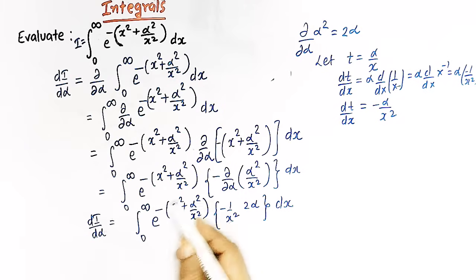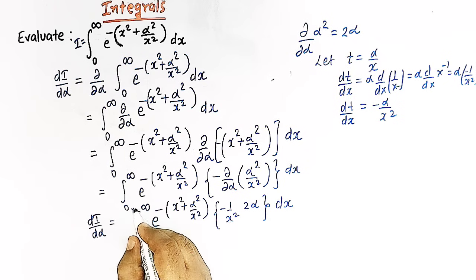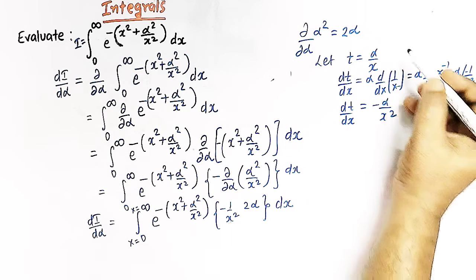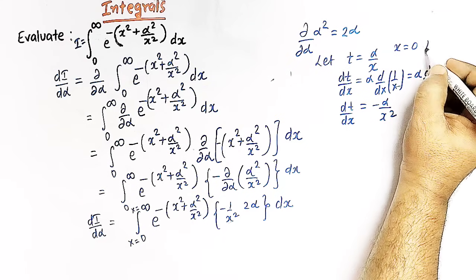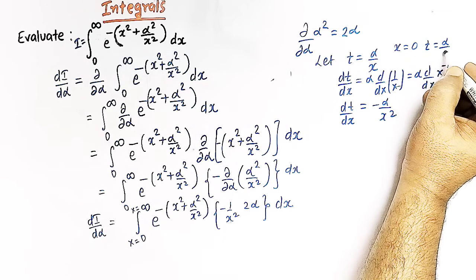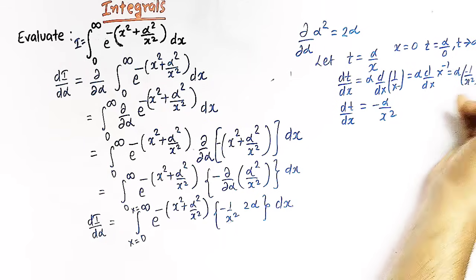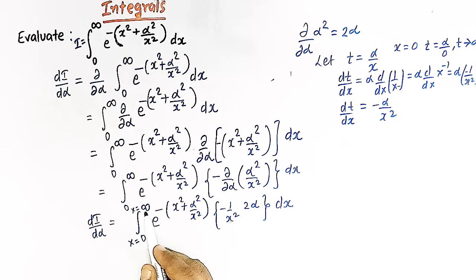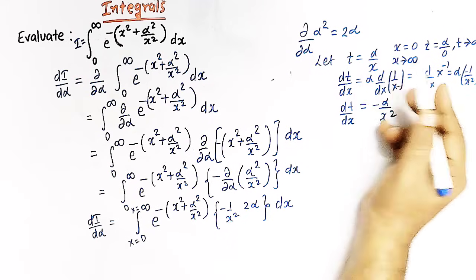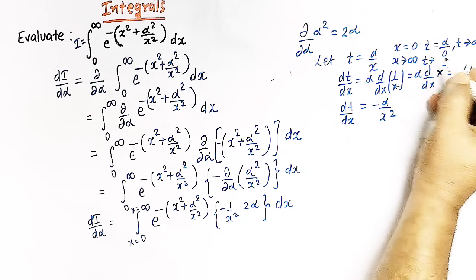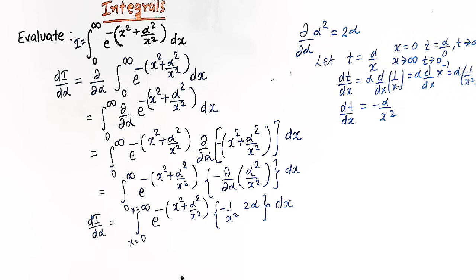So now let us change the limits accordingly. Here x varies from 0 to infinity. When x is equal to 0, then t is equal to alpha over 0, that is, t tends to infinity. And when x tends to infinity, then from this expression t tends to alpha over infinity, that is, t tends to 0, right?